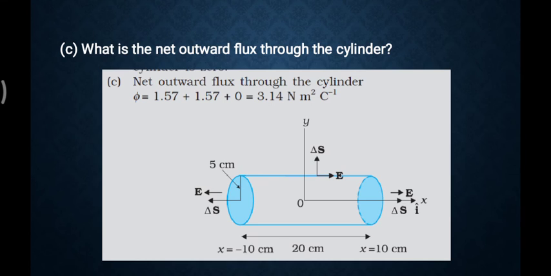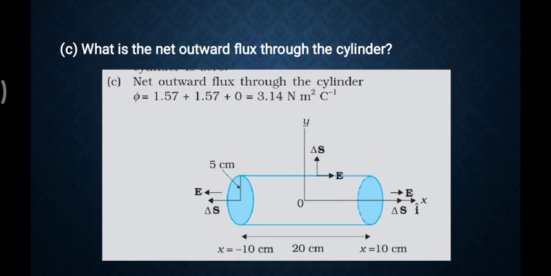What is part C? What is the net outward flux? It means, from the circular parts and the side, total up. Now we have 1.57 from the topmost circle, 1.57 from the bottom circle, and 0 from the side. So we sum phi L, phi R and phi S, where phi S means phi side. So 1.57 plus 1.57 is 3.14, the total flux that can come out from this cylindrical Gaussian surface.